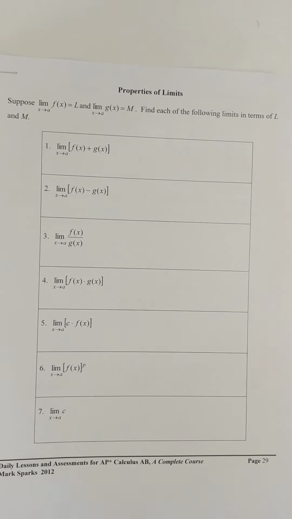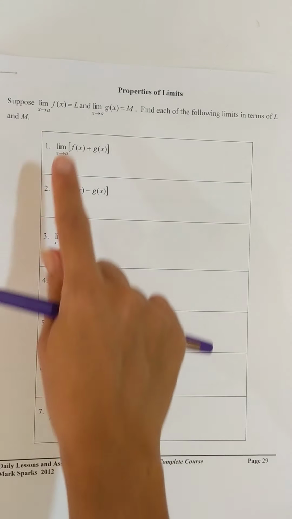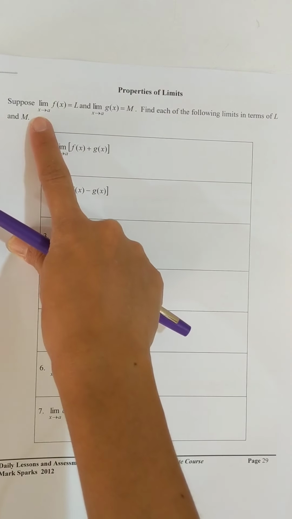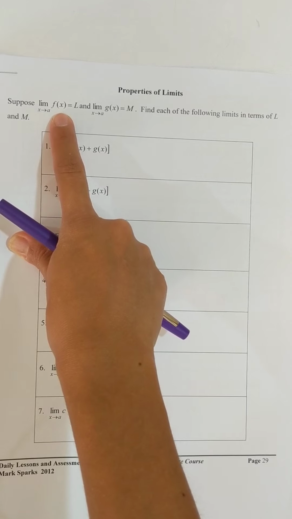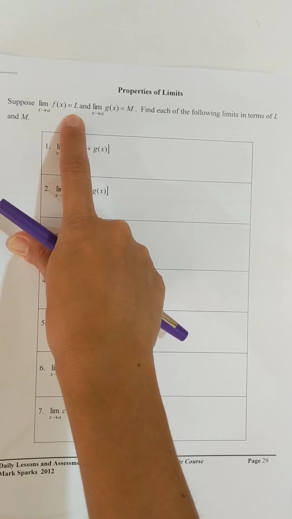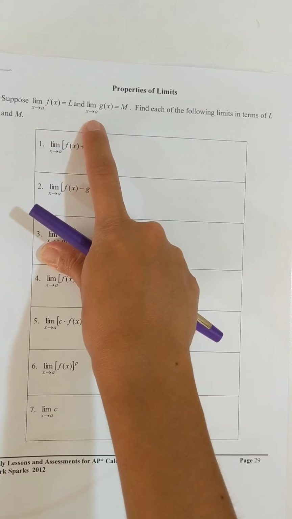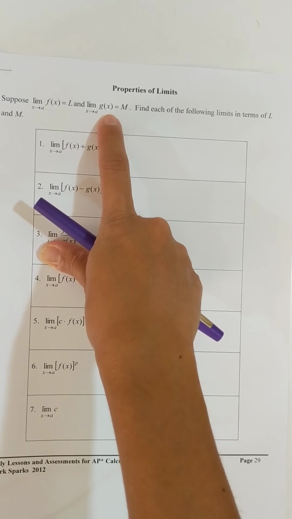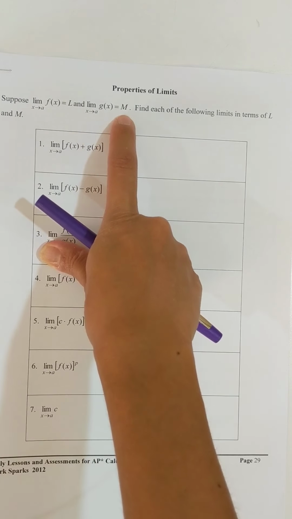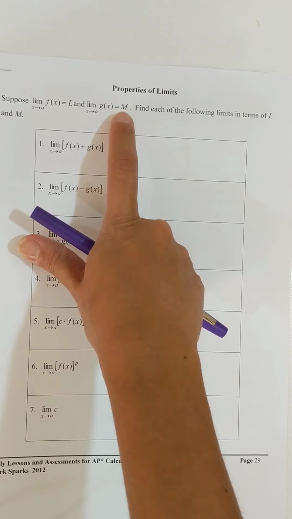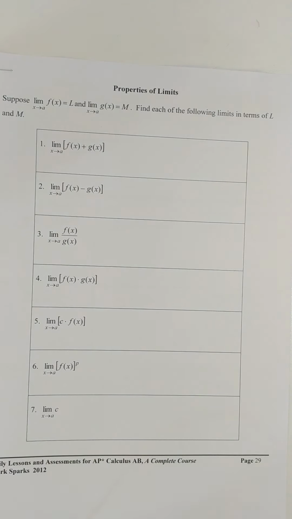Okay, so let's say you are evaluating a limit as x approaches a of f of x, and that limit equals L. And then you're evaluating another limit as x approaches a, same value, but of the function g of x, and that value is m. Find each of the following limits in terms of L and m.